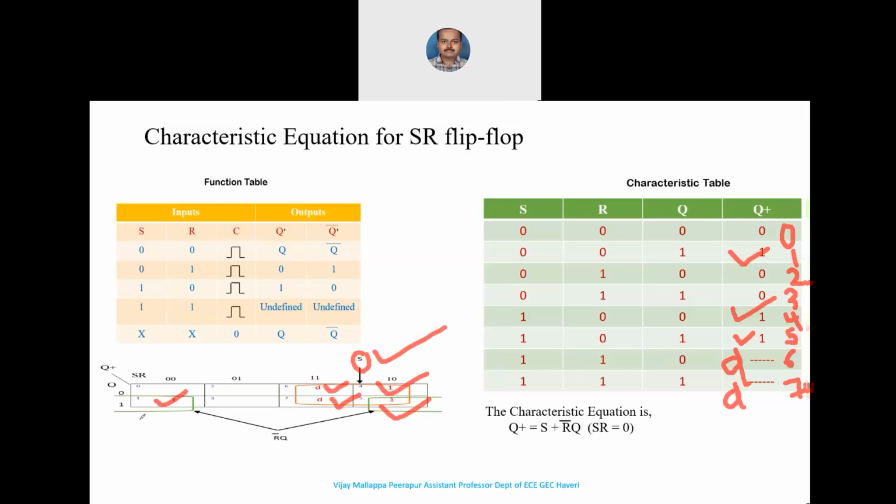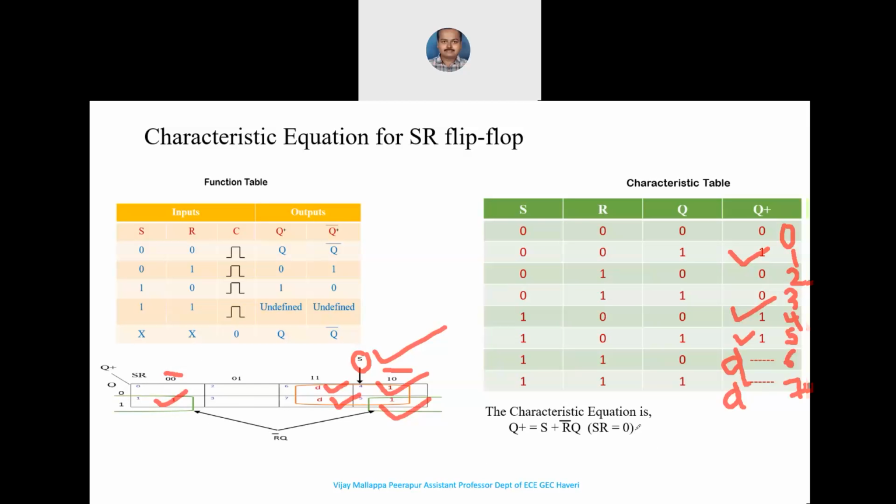Similarly, we can group the minterms 1 and 5 here. What is the expression for this one? It is 0, 0 and 1, 0. What is the common term we have? 0 and 0, which is nothing but R bar. And what is common here? Q is 1. So R bar Q.